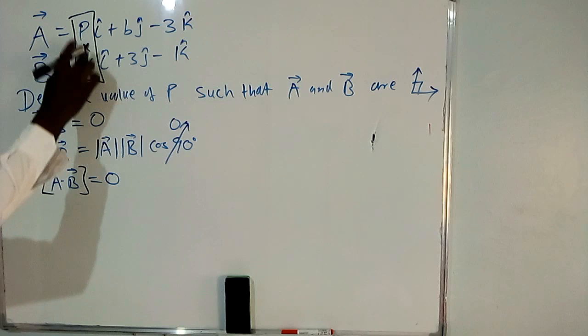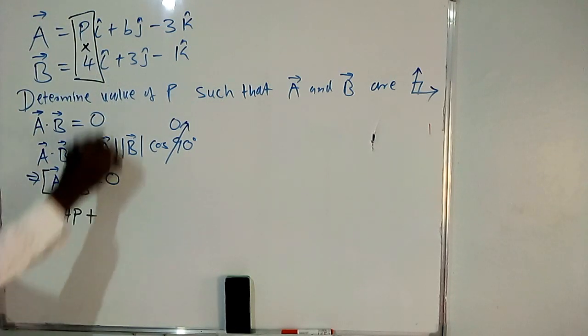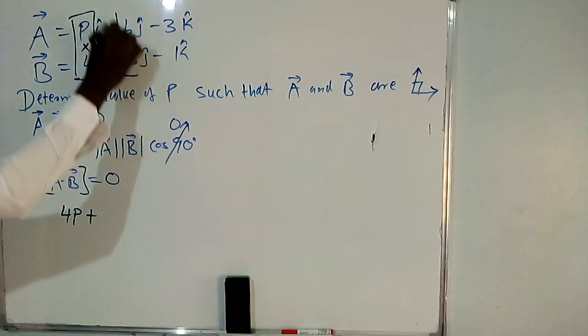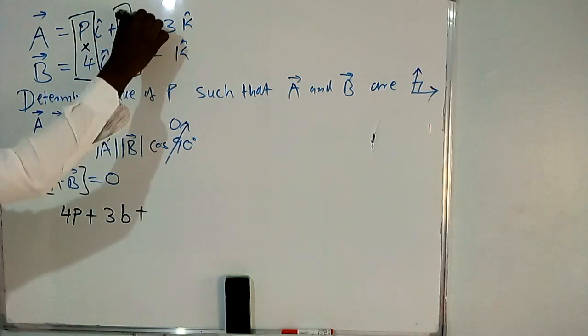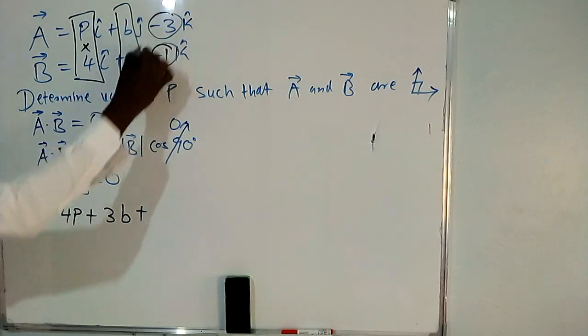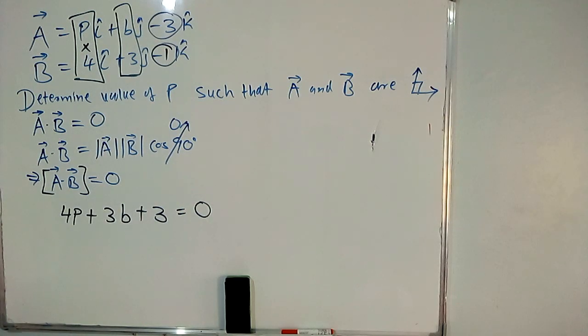So what is A dot B? i times i, p times 4, that is 4p, then plus b times 3, 3b, then plus negative 3 times negative 1, positive 3, to be equal to 0. So you determine the dot product of the two vectors.